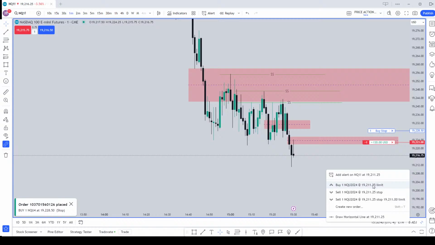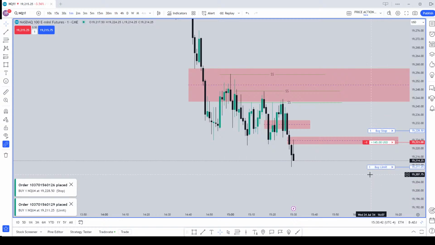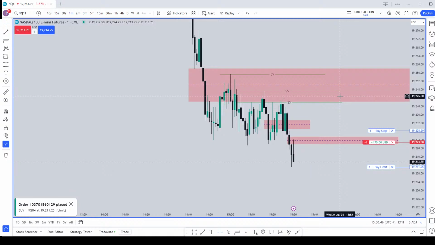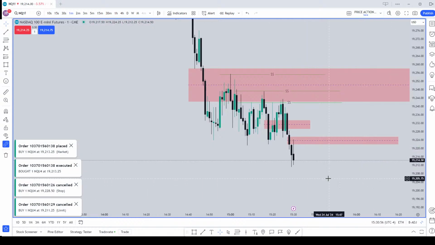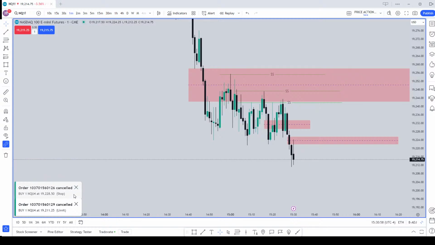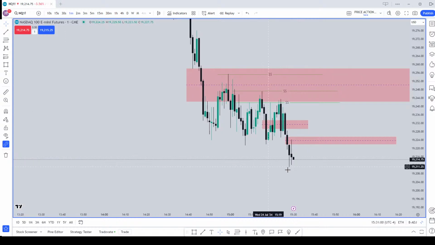Well, small play. Nothing too crazy. Base hits. We are already up 10 points, which is normally my target that I go for. And I'll probably just wait a little bit and take that. $200. Quick scalp. We are in it to make money and just call it a day.